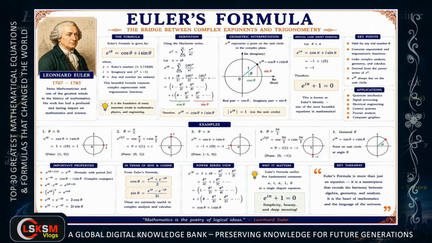Nine. Euler's formula. Person: Leonhard Euler, 1707 to 1783. Euler's formula links exponential functions, trigonometry, and complex numbers. It plays a vital role in engineering, physics, and signal processing.